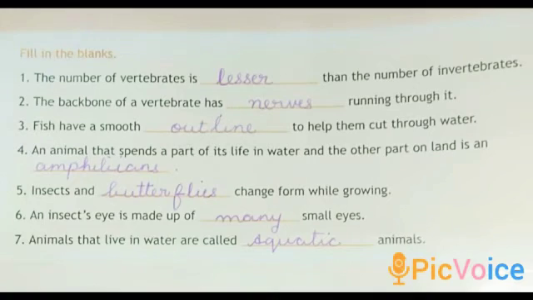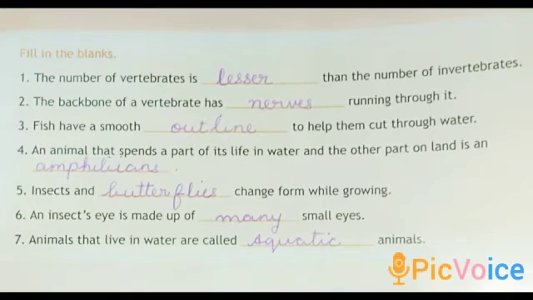Third one, fish have smooth dash to help them cut through water. Fish have a smooth outline to help them cut through water. Fourth one, an animal that spends a part of its life in water and the other part on land is a dash. The animal that spends half of its life in water and the other half on land is called an amphibian. Fifth one, insects and dash change form while growing. Insects and butterflies change form while growing.